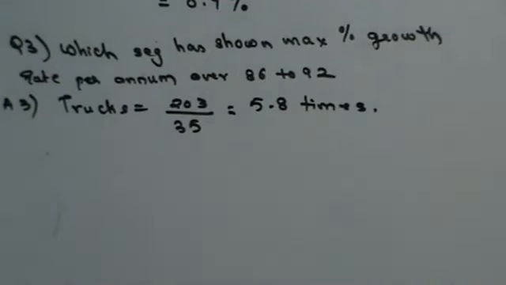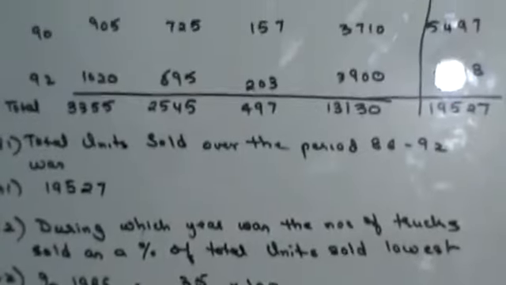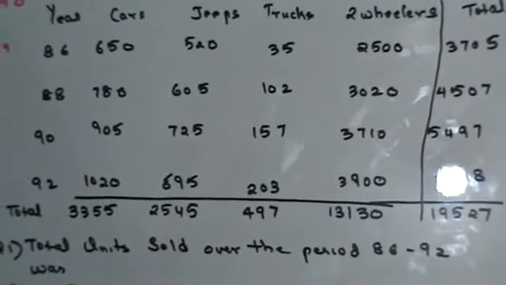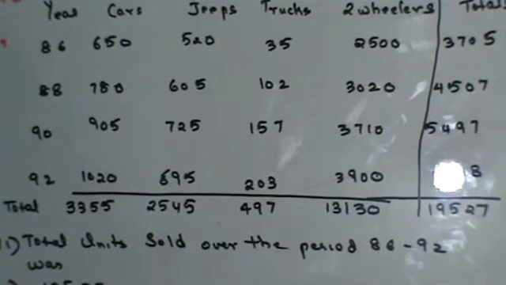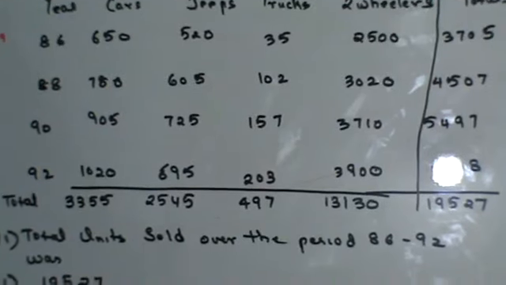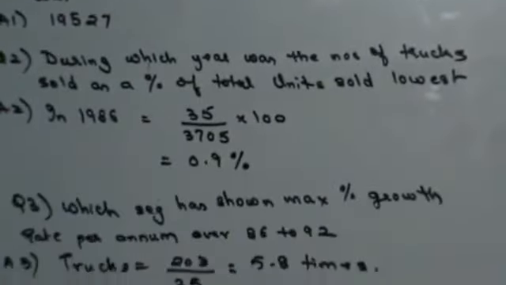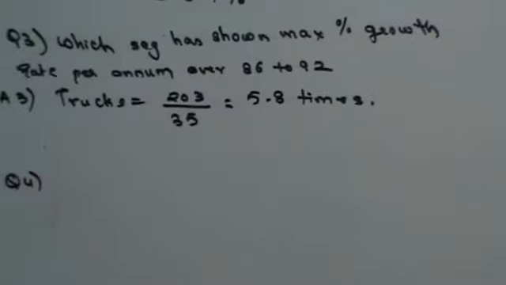I presume that is the maximum because 650 into 5 will give you 3,000, 520 into 5 will give you 2,500, 2,500 into 5 will give you 12,500. In none of those 1992 figures do I have that much increase. So maximum percentage growth has been in the segment of trucks. Right? Next, let's see this.